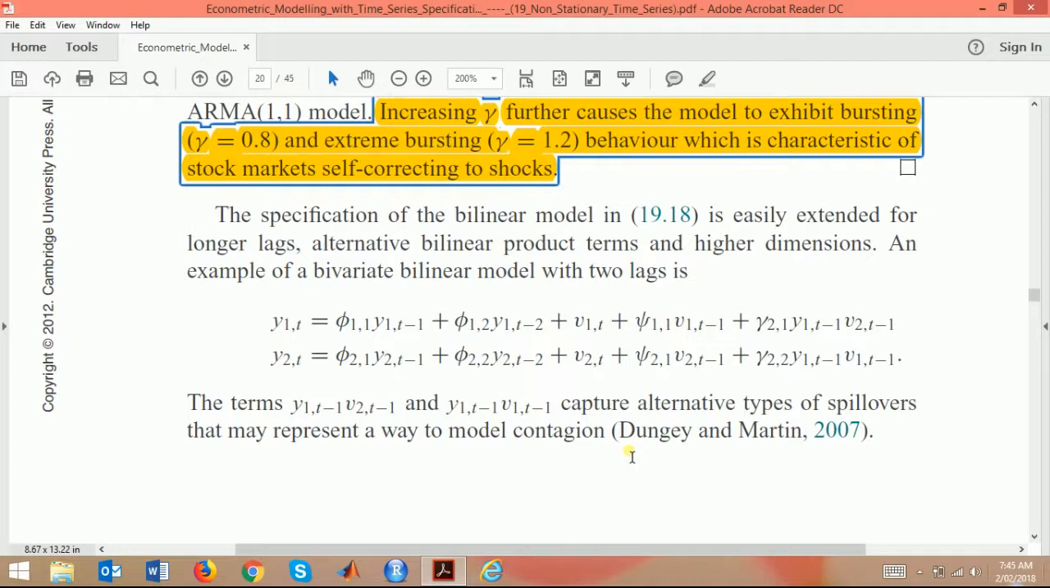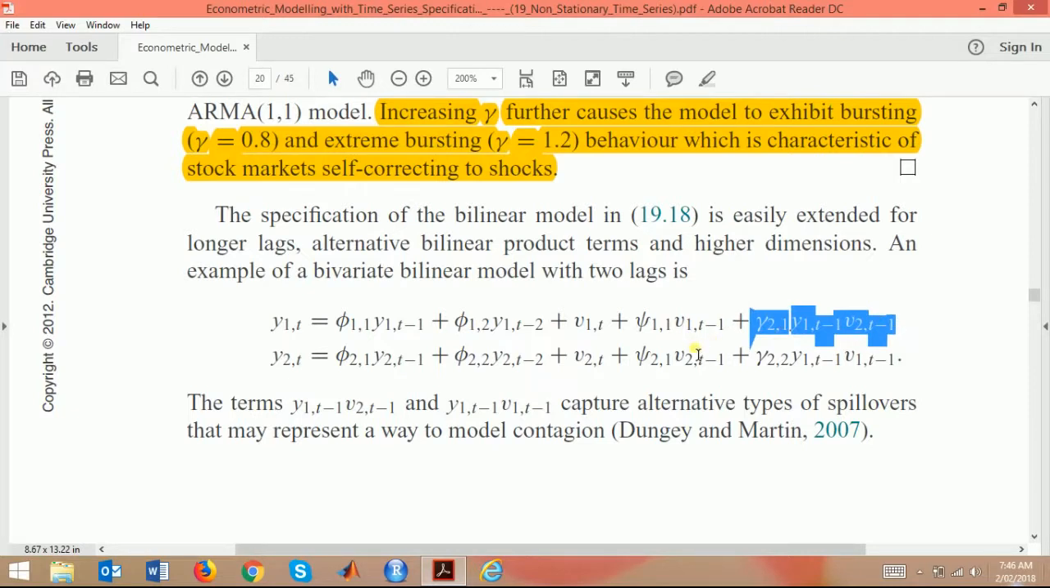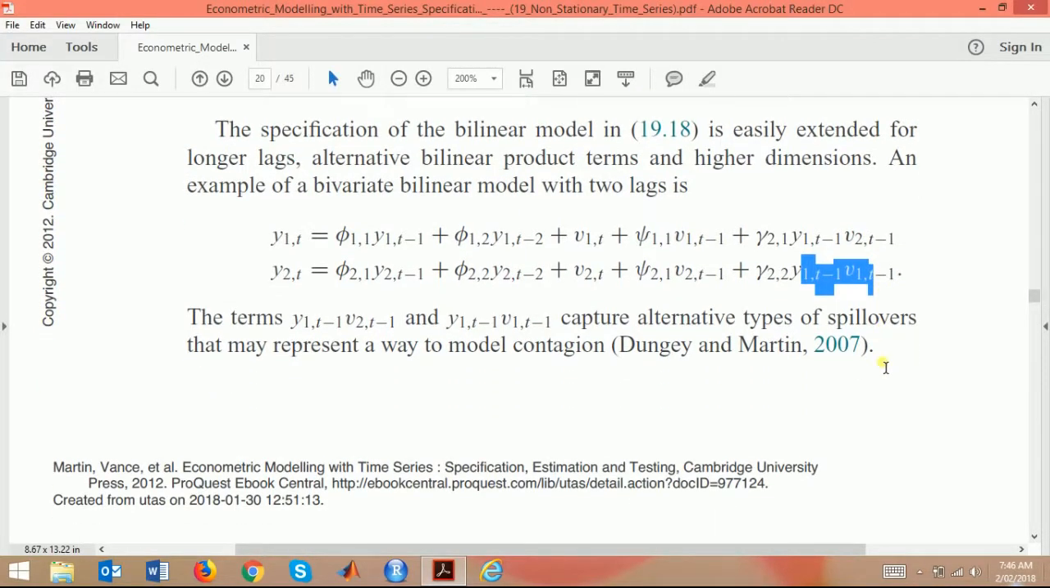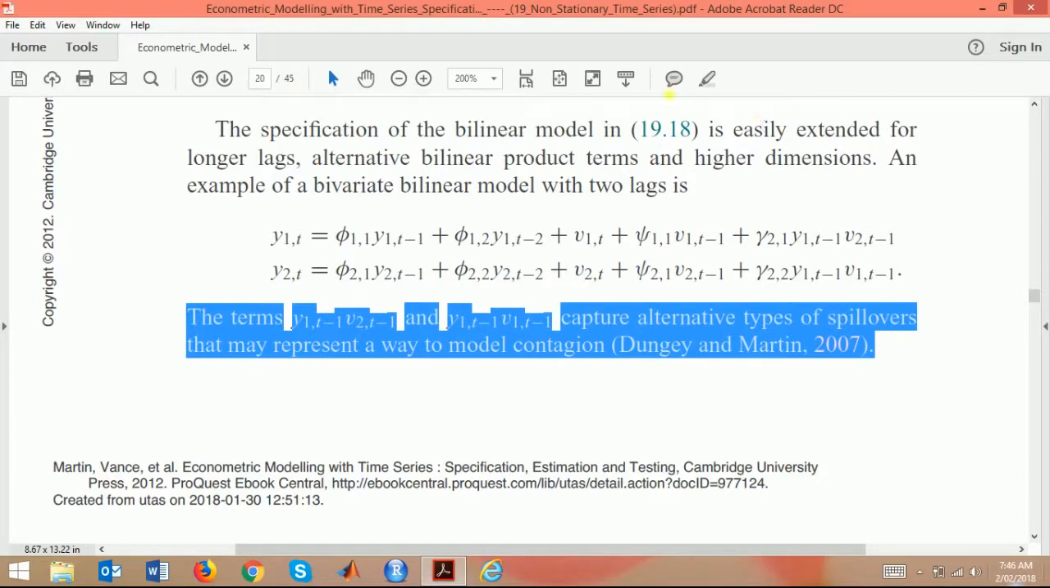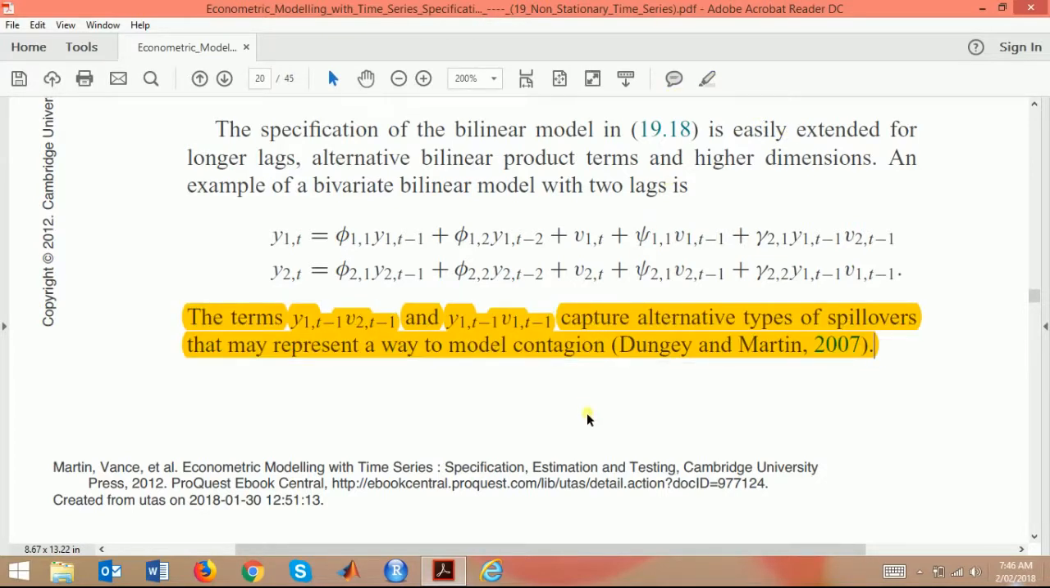Interesting. The specification of the bilinear model is easily extended for longer lags, alternative bilinear product terms and higher dimensions. An example is a bivariate bilinear model with 2 lags. Simply multiply these autoregressive and moving average parameters for up to 2 lags. The bilinear model terms, y2,t minus 1 v2 and y1,t minus 1 v1, capture alternative types of spillovers that may represent a way to model contagion. So different types of spillovers are generated, which are used to represent a contagion model.